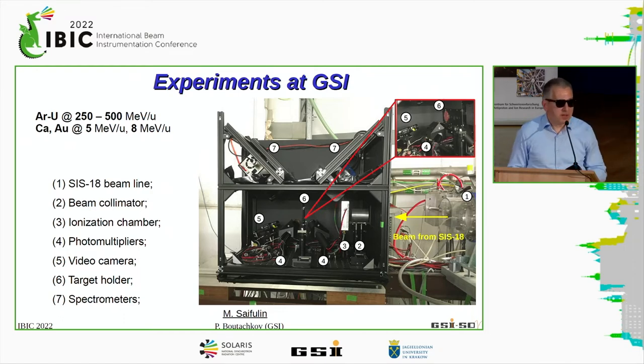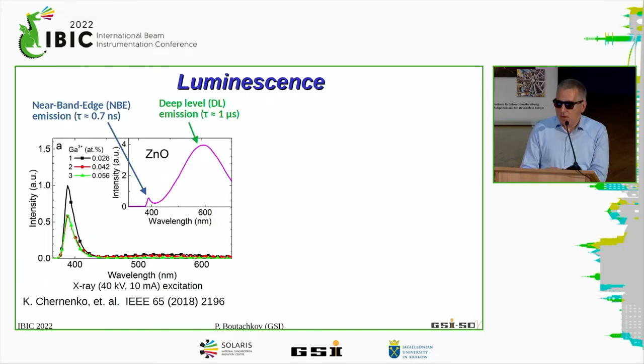And then we have a variety of detectors, photomultipliers, spectrometers. Here now is the spectrum in the insert of the pure zinc oxide powder. So you see the two bands which I was telling you about, around 400 nanometers, the fast decay, and the green band, this big bump there. You start doping, you do the treatment, the big bump is gone. You have to optimize this, of course. So this is the starting point of the study.